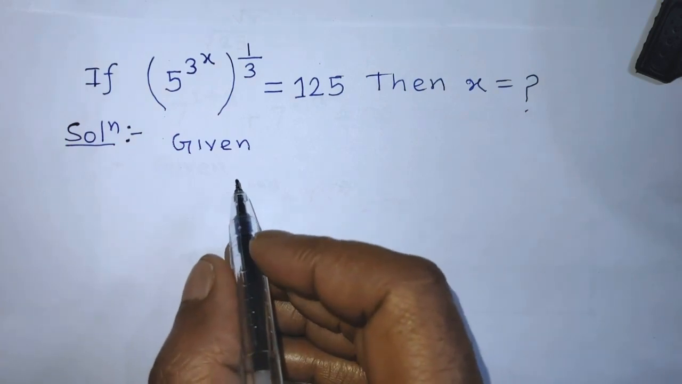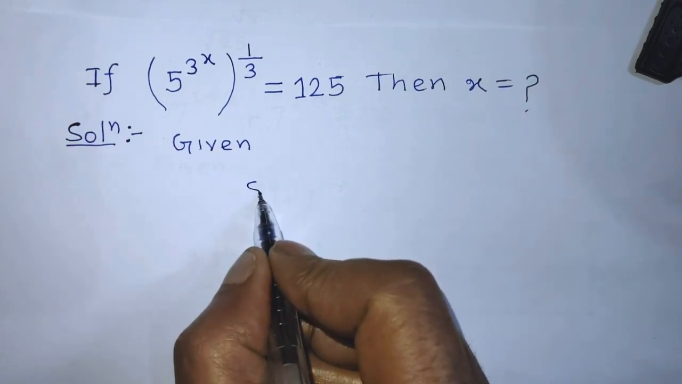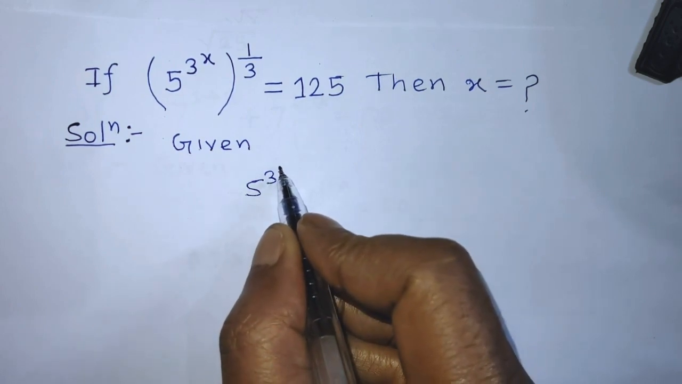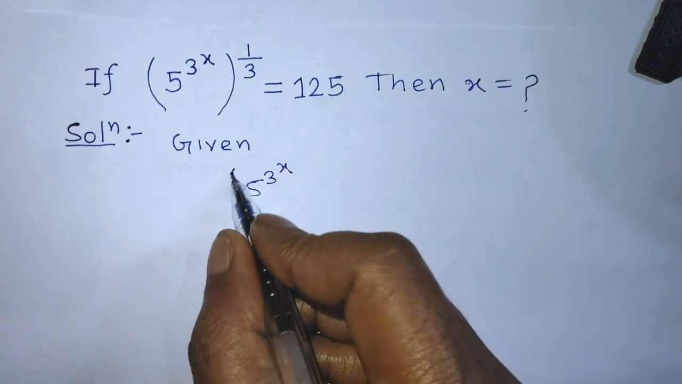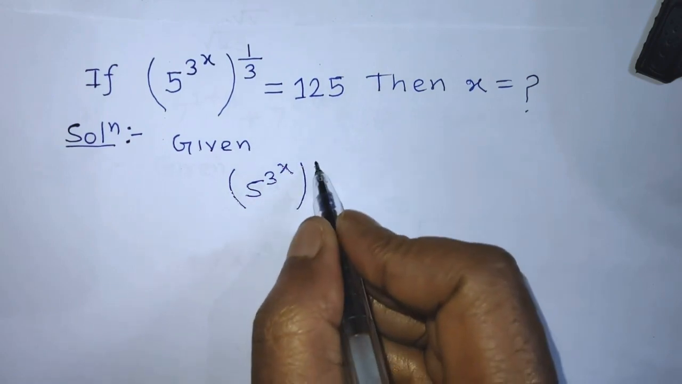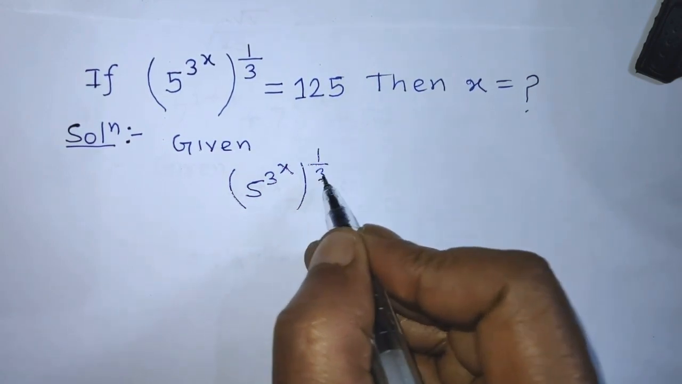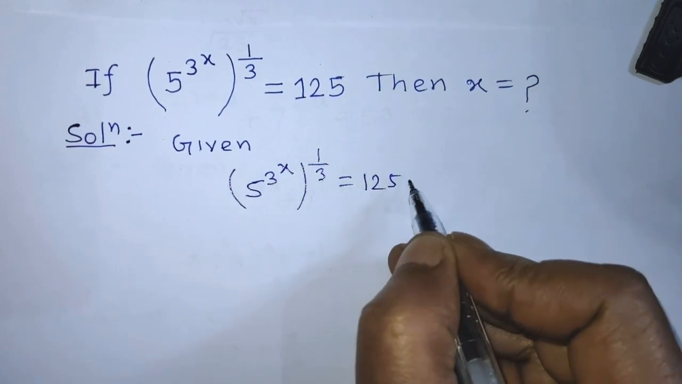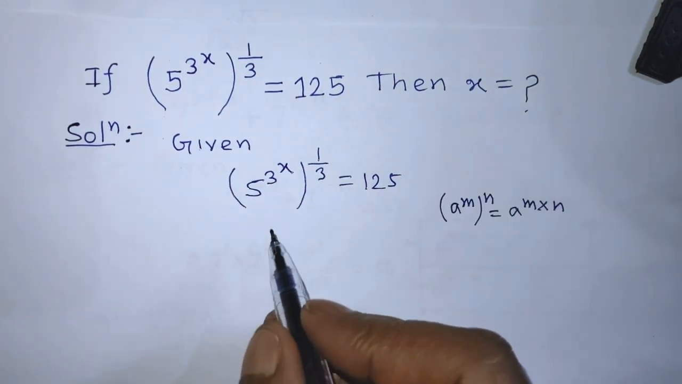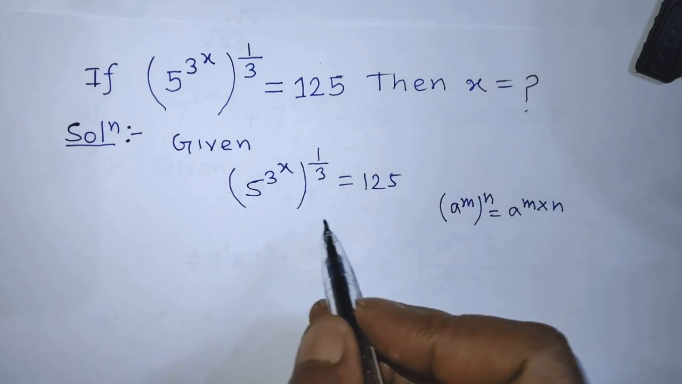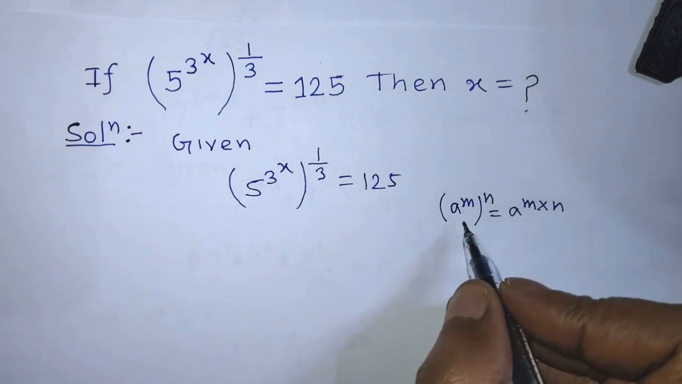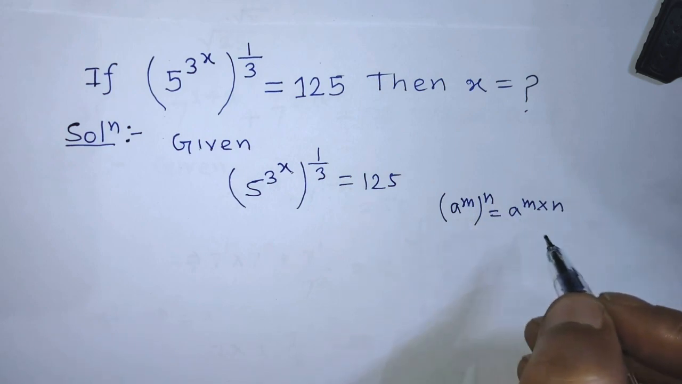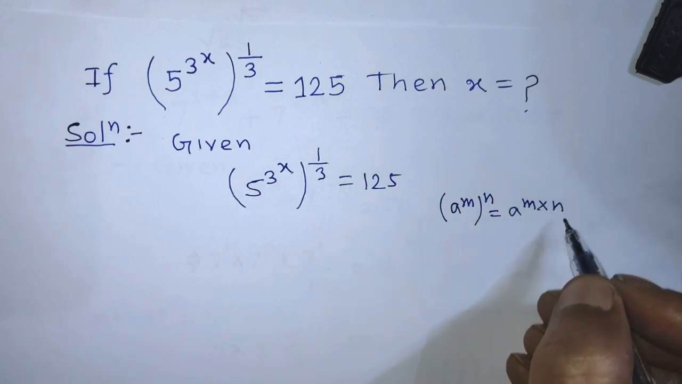So student, our given equation is (5^(3^x))^(1/3) is equal to 125. To simplify the left hand side of this equation, we have to apply the formula (a^m)^n is equal to a^(m times n).